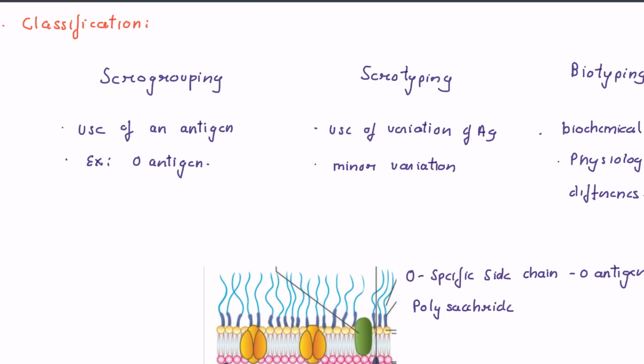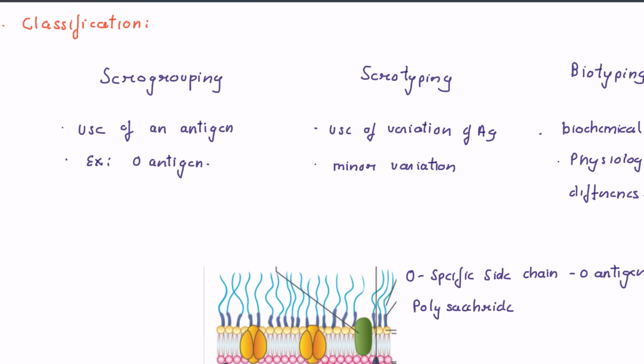Serotyping. What is the difference between serogrouping and serotyping? Here we use the type of antigen. Suppose we can use LPS, we can use O antigen, and so on. But here we use O antigen. If it is present, based on O antigen, we classify it into O1, O139.